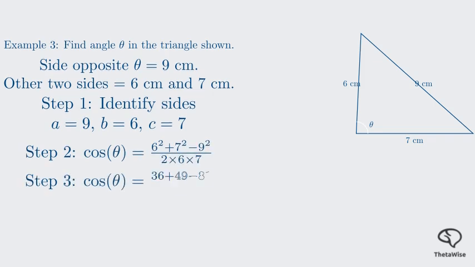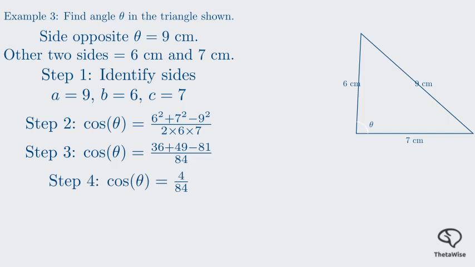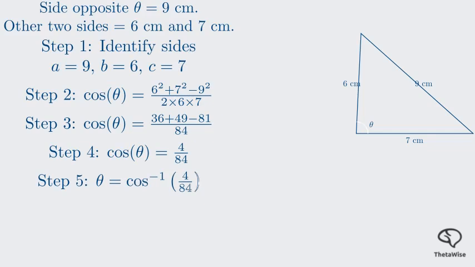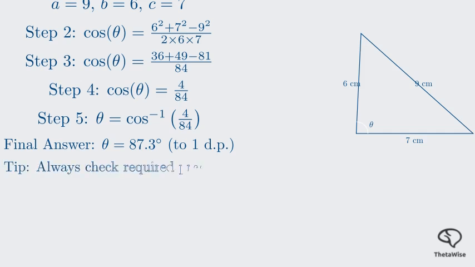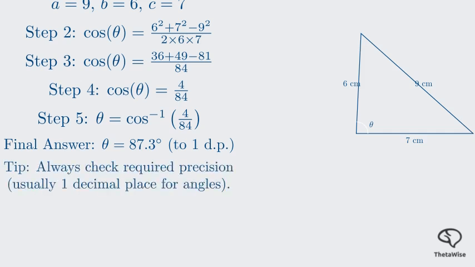This simplifies to 36 plus 49 minus 81, all divided by 84, which gives us a cosine of theta equal to 4 over 84. To find the angle itself, we use the inverse cosine function on our calculator. The final answer is theta equals 87.3 degrees, when rounded to 1 decimal place. Remember, in IGCSE exams, angles are usually required to 1 decimal place, unless stated otherwise. Always check the instructions on the front of your exam paper.